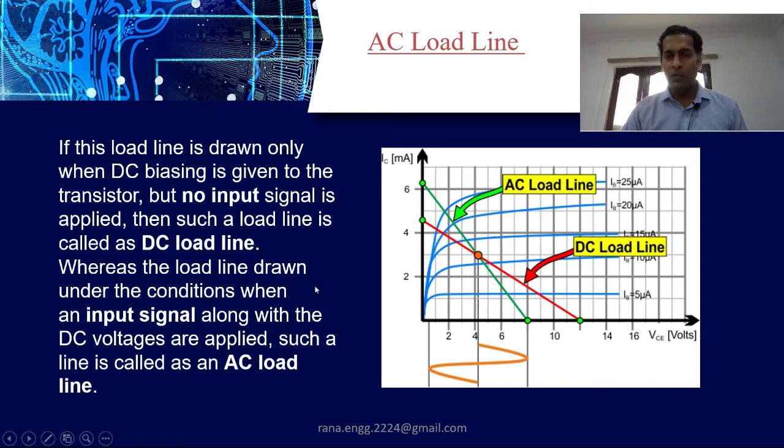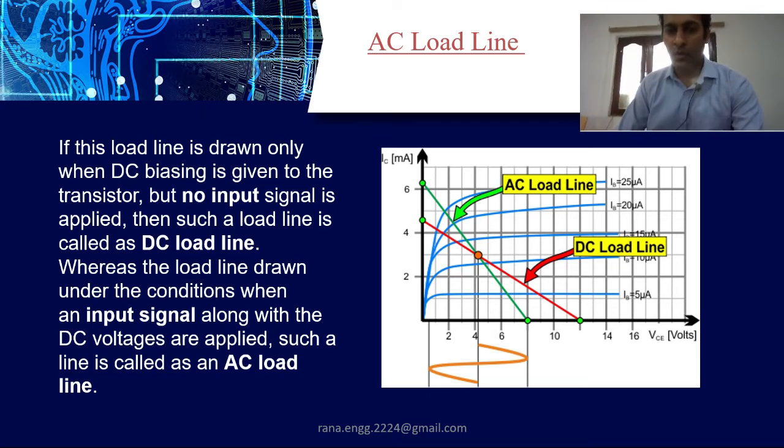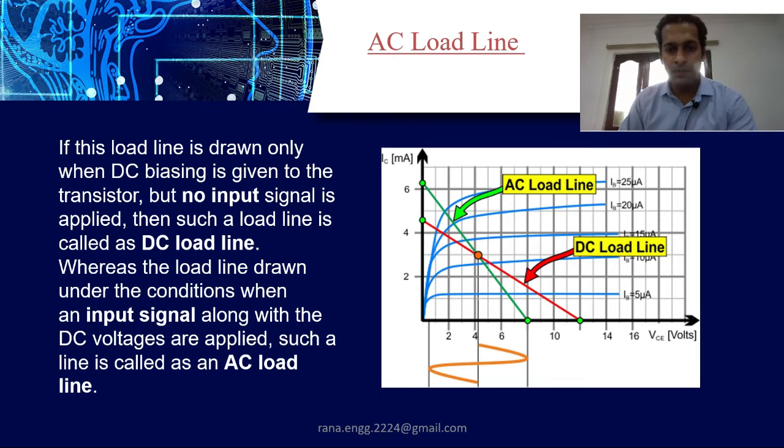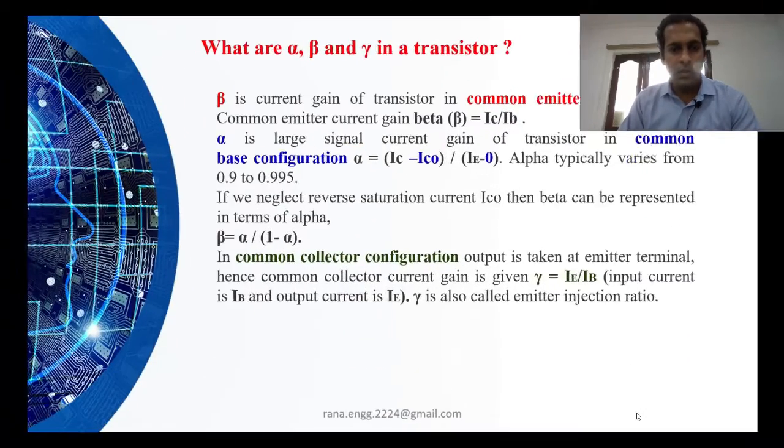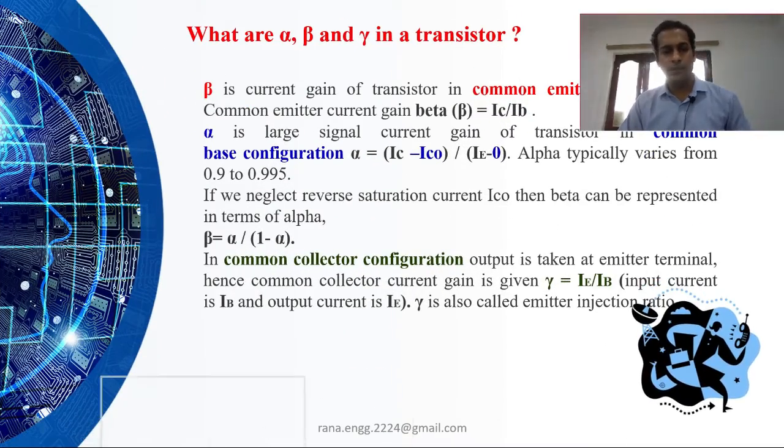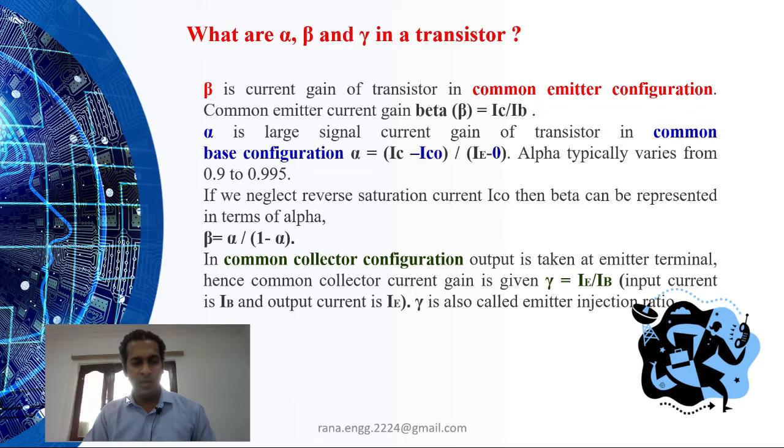We have two types of lines. One is the DC load line, another one is the AC load line. Both can be drawn on the output characteristic graph. The graph we take is between the output current and output voltage. Normally we have output current as IC and output voltage as VCE. So today we will discuss stabilization and biasing.